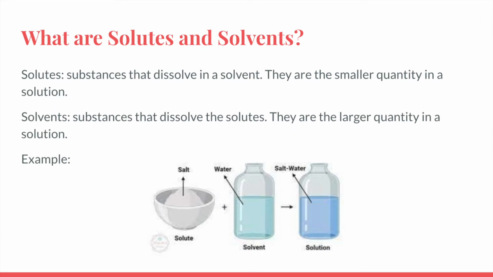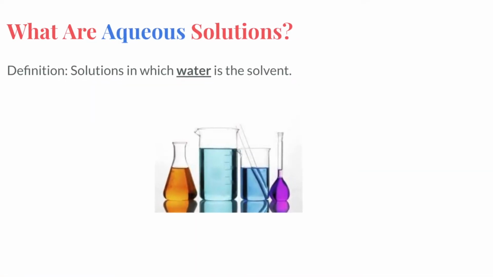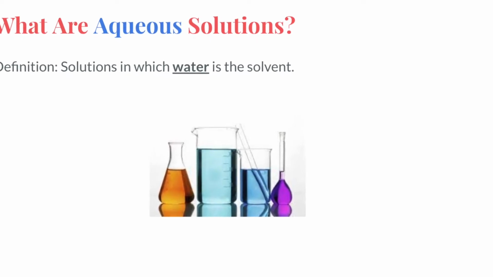What are solutes and solvents? Solutes are substances that dissolve in a solvent. They are the smaller portion in a solution, and the solvents are the opposite, and they're the larger quantity in the solution. For example, you could see salt and water. Salt is the solute and water is the solvent, and they form salt water. What are aqueous solutions? Well, they are solutions in which water is the solvent.